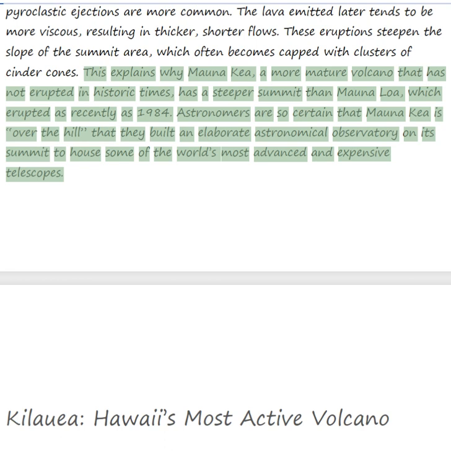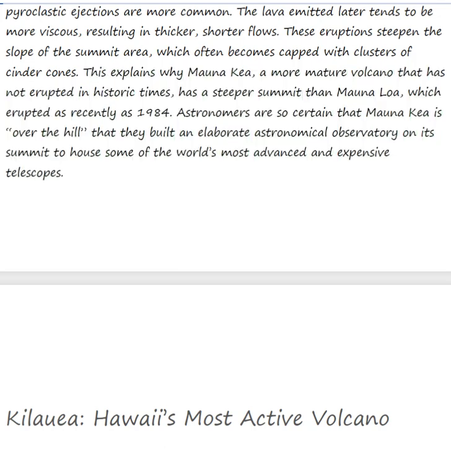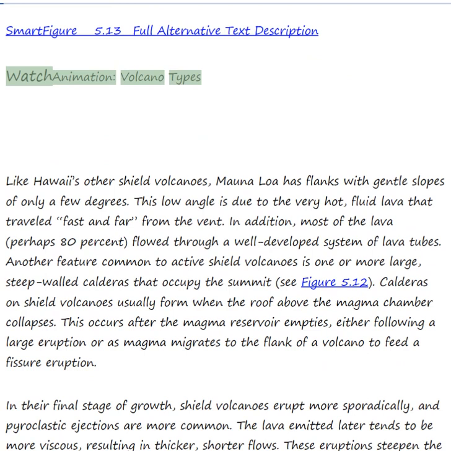Astronomers are so certain that Mauna Kea is over the hill that they built an elaborate astronomical observatory on its summit to house some of the world's most advanced and expensive telescopes. Watch animation, volcano types.